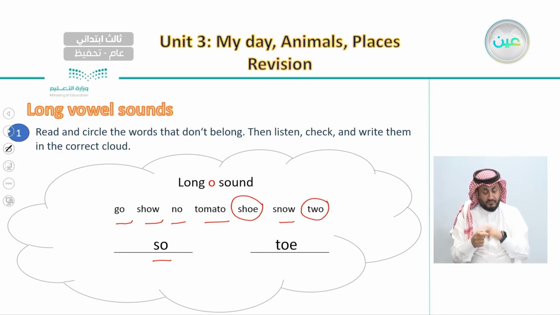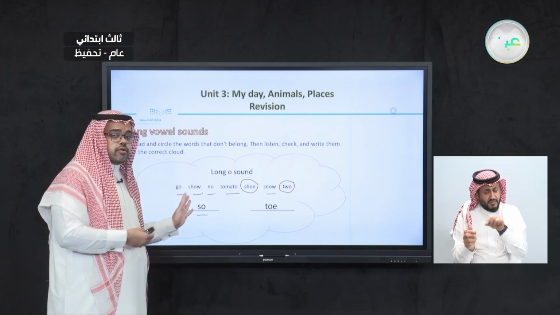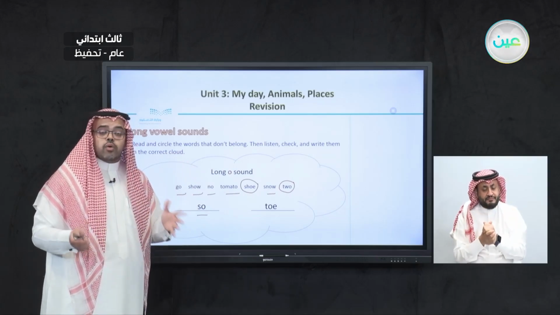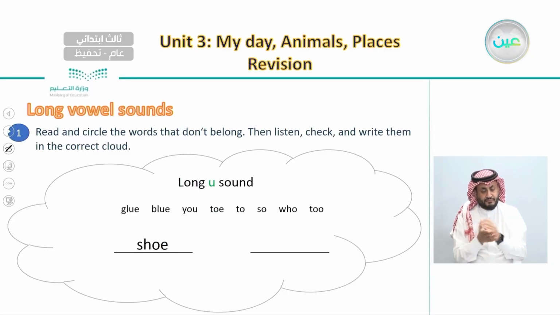Let's listen to them and practice them as well. We have go, show, so, no, tomato, snow, and toe. These are the 7 words we have in the long O sound. So here we took shoe and two to put them in another cloud. Let's get to know our second cloud. The second cloud we have here is called the long U sound.